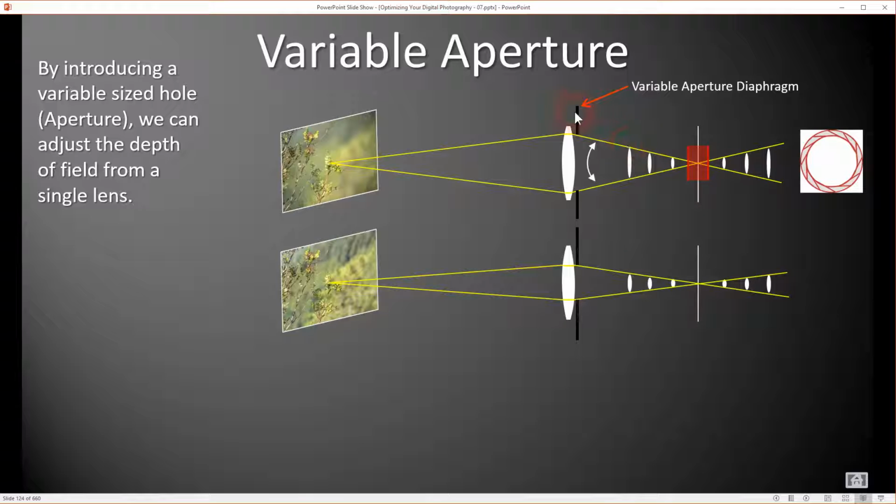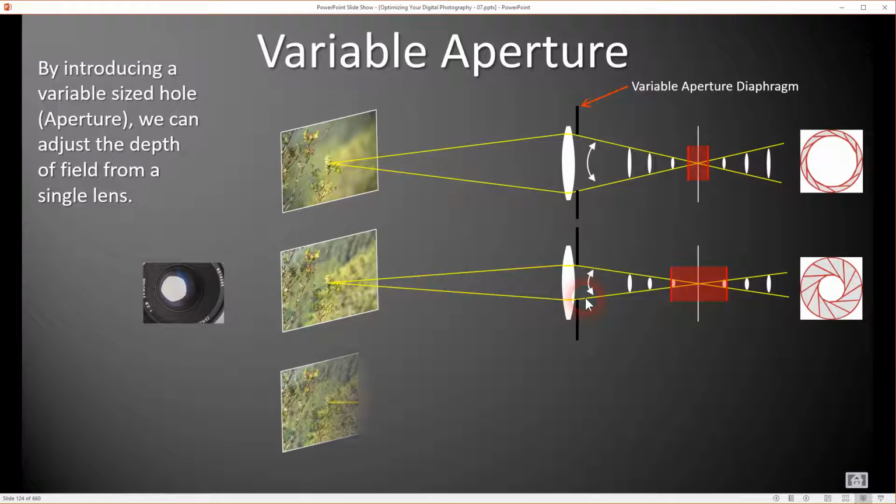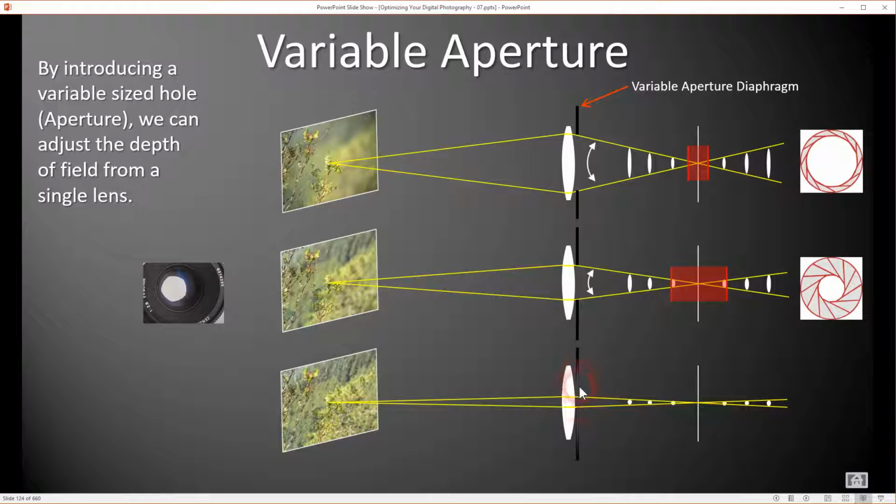Here we've closed down that aperture, so it's a smaller hole, same lens but a smaller hole. Shallower angles of the cones of light hitting the sensor. And here you can see the rendering of the diaphragm. It's closed down, and we get a larger depth of field because the aperture is shut down. And if we close it down really far, same lens but only admitting light through the central portion like this, we get a much greater depth of field.